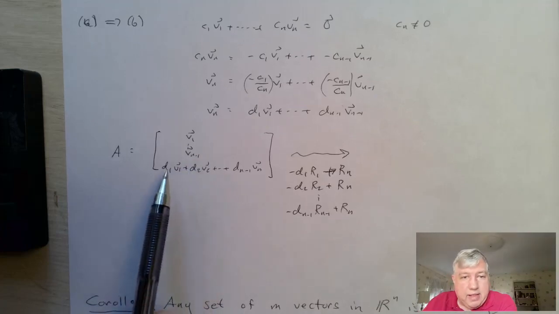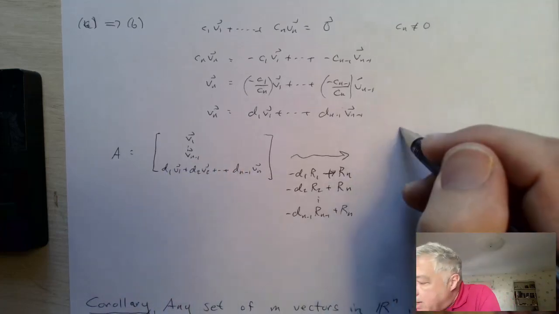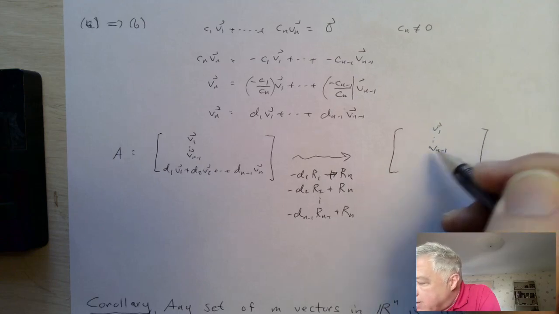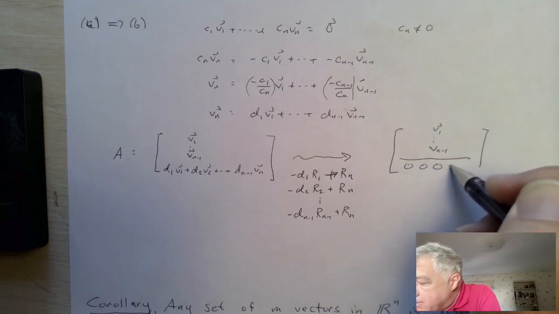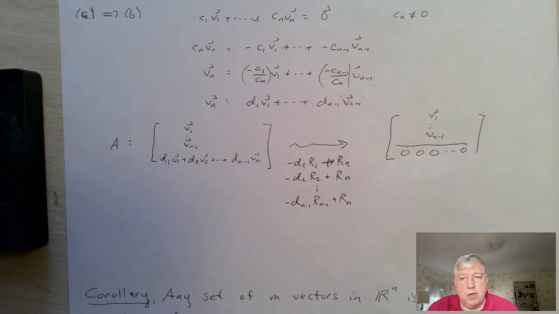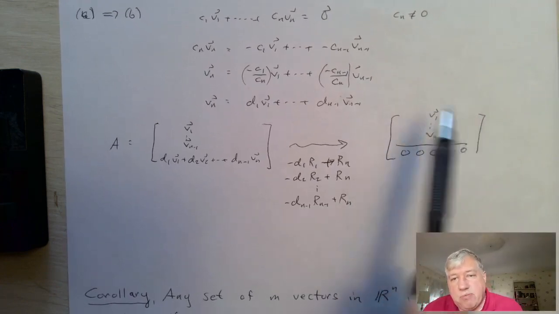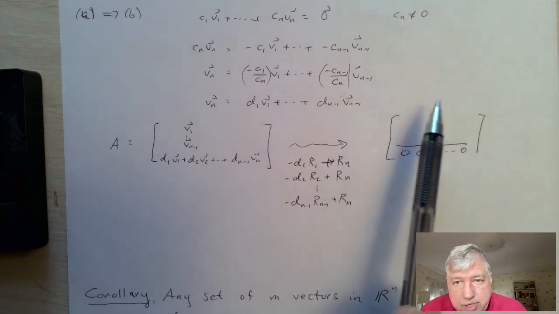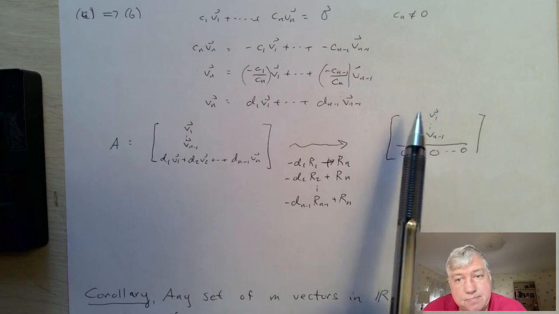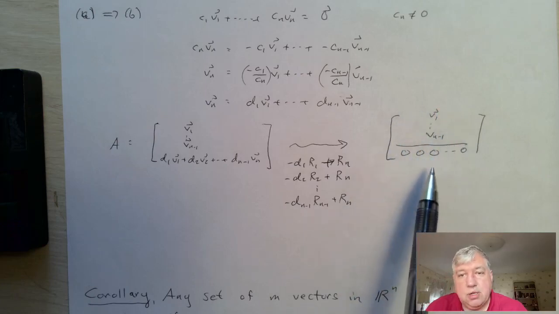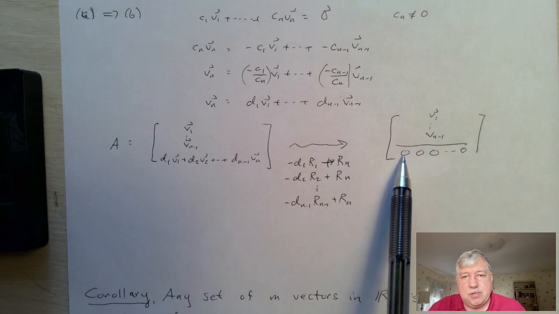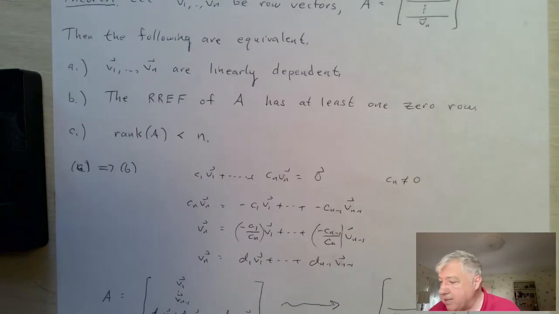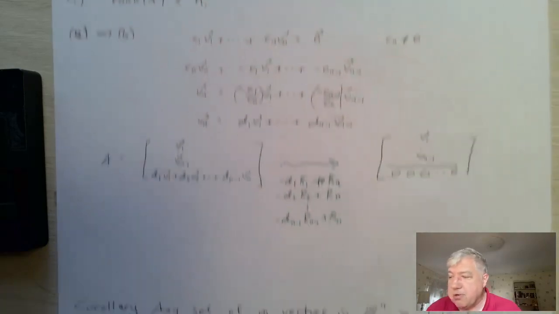And if we do all that, then all these are going to be canceled out, and what we'll get is V1 through Vn minus 1, and then we'll have all zeros in the last row. Okay, and then we can proceed. Any further row operations will only affect the upper rows. So this row of zeros will be there in the reduced row echelon form. Okay, so that implies that we have at least one zero row.